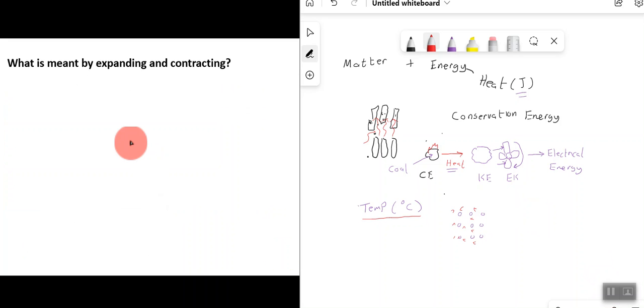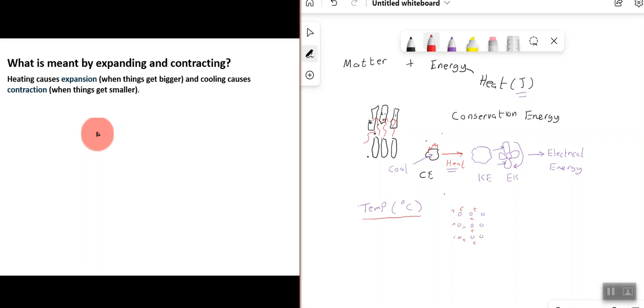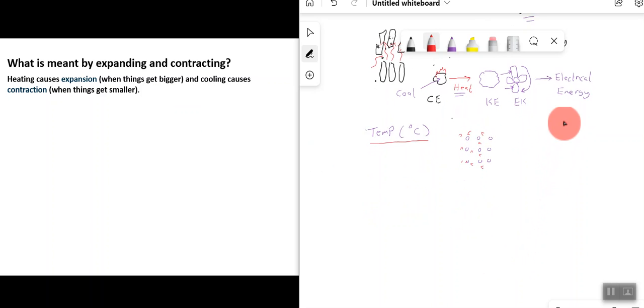So in relation to heat energy, what is meant by expanding and contracting? Heat causes expansion. That's basically when things get bigger, and cooling causes contraction, when things get smaller. When we add heat, we cause the material we're adding the heat to expand. It'll actually get bigger. And if we take heat away, the substance will start to cool down, and it will not expand as much.